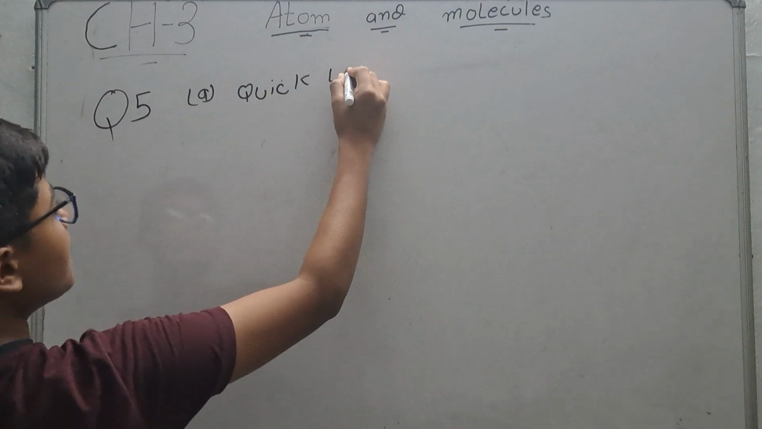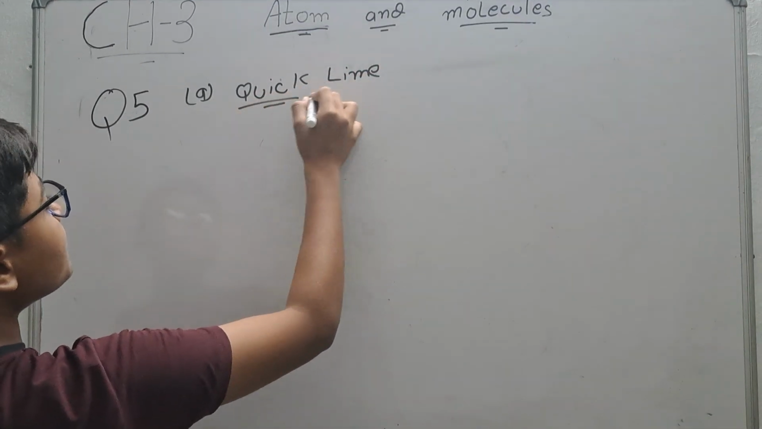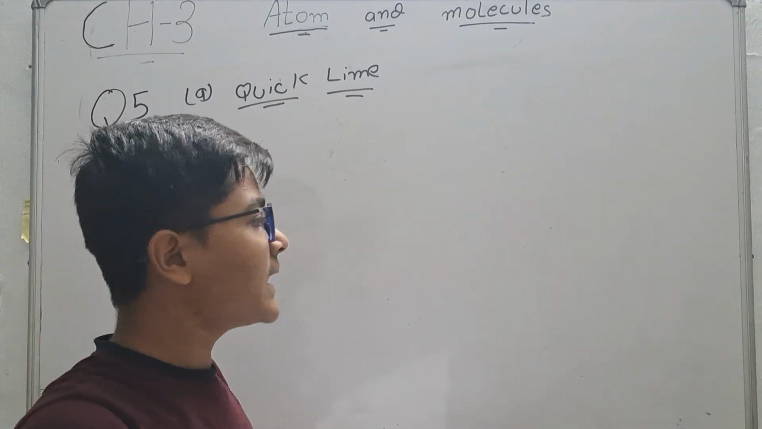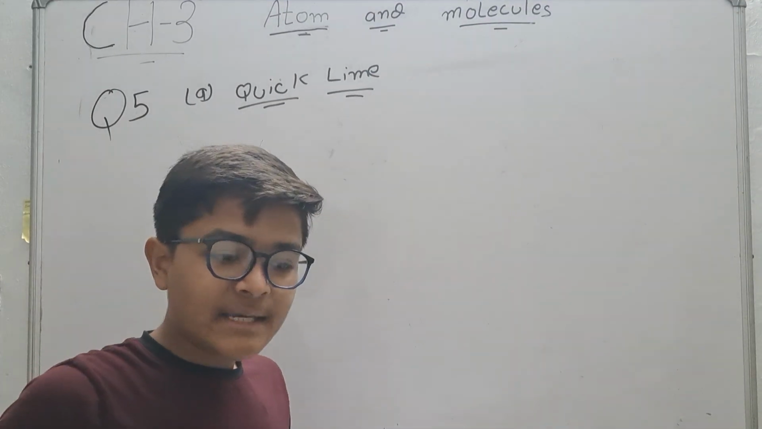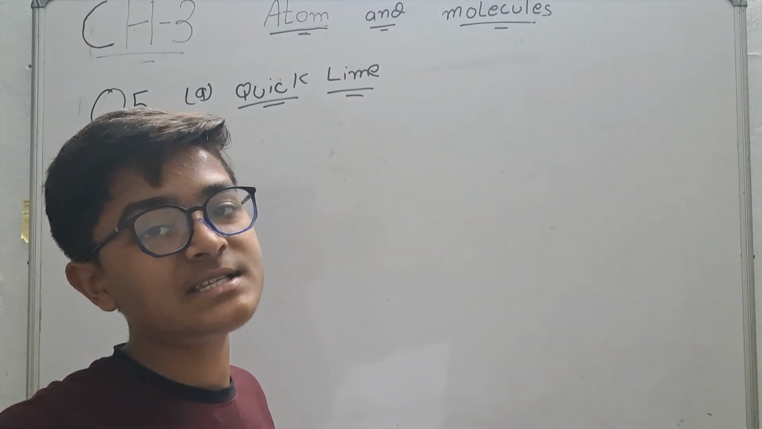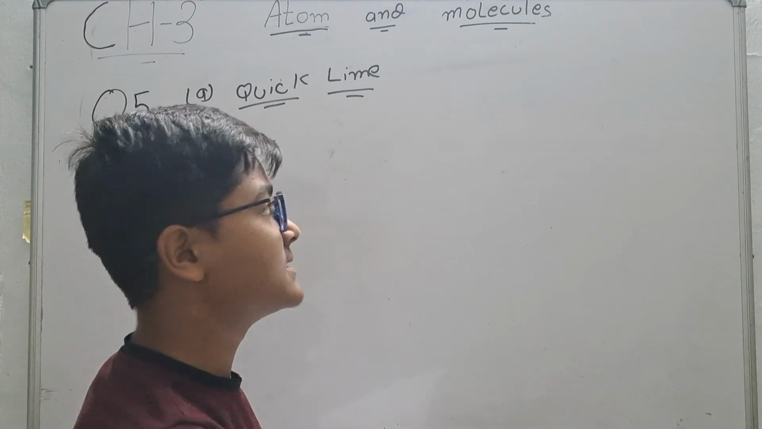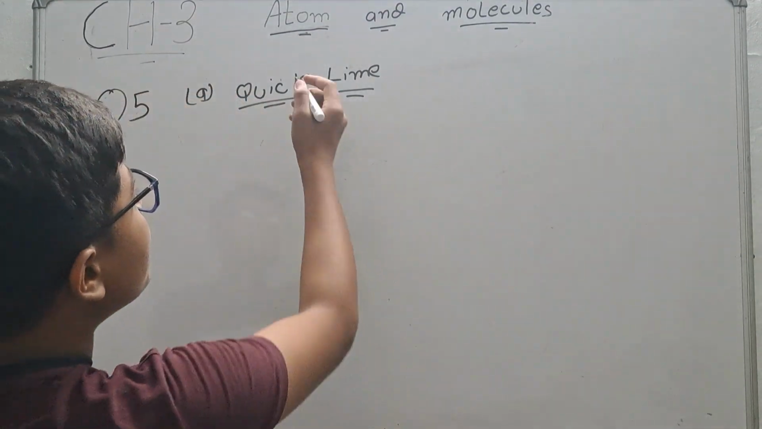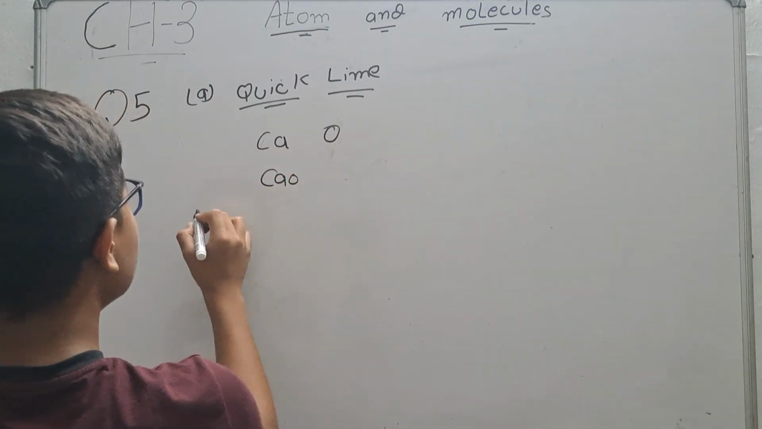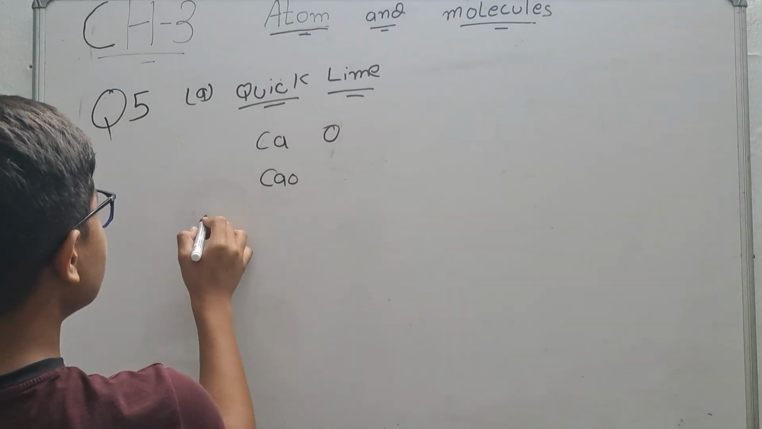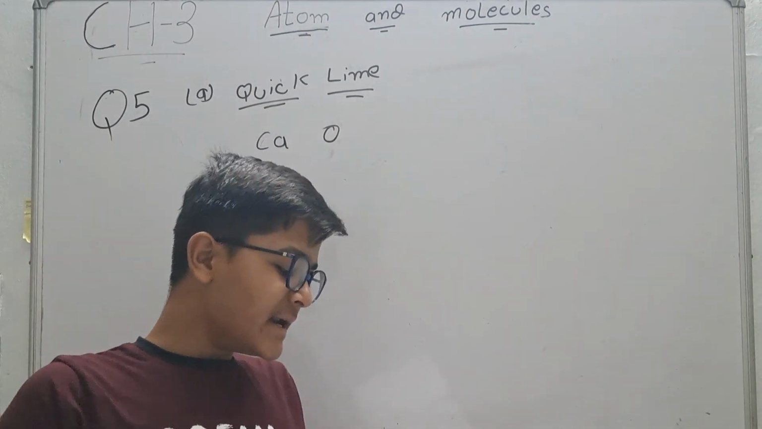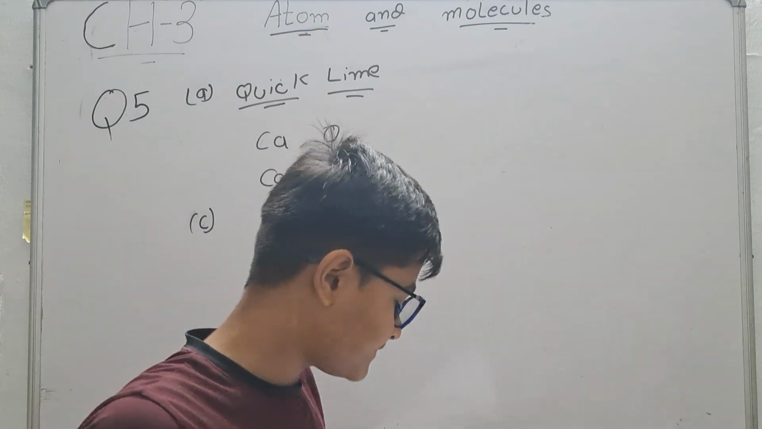Quick lime containing calcium and oxide. Quick lime is made up of calcium and oxygen, but oxygen converted into oxide because it has a charge, so it is known as ions, dioxide. Okay, so quick lime carrying CaO, so it will become CaO. Now let's do C. C is hard, but B and D are just like question number 4.